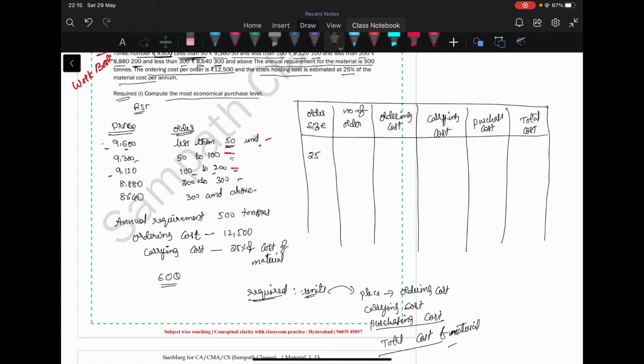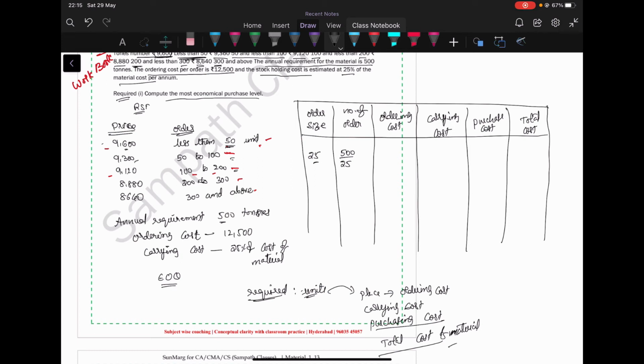Less than 50, can I take 25? I am taking 25 as the size, meaning I am placing the request for 25 units. What is my annual requirement? My annual requirement is 500 units. So how many times do I place a request? 500 units is my annual requirement, and every time I am placing the request for 25 units.